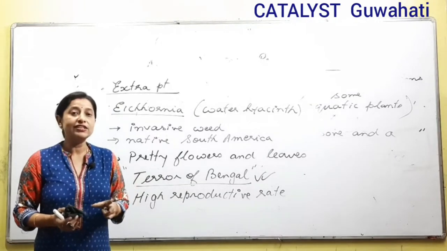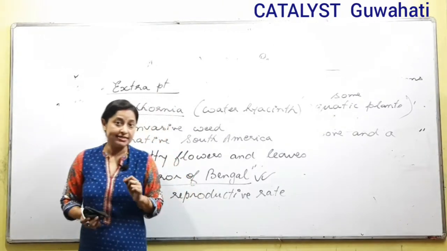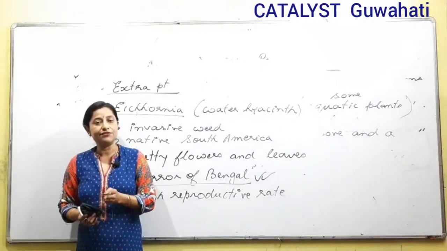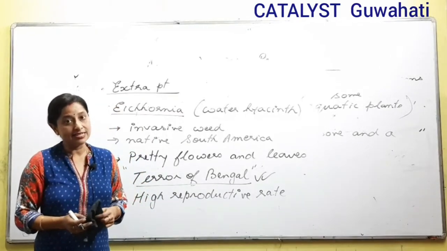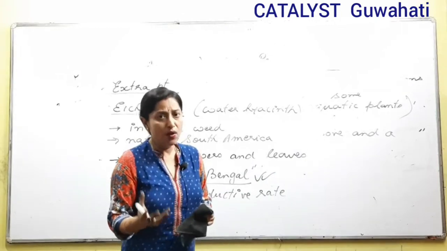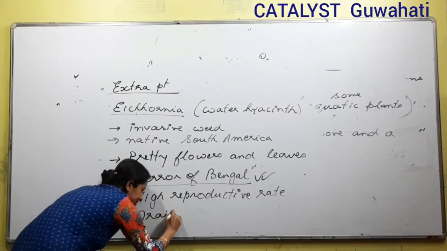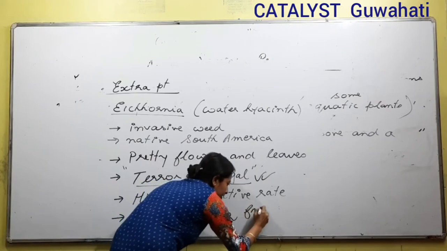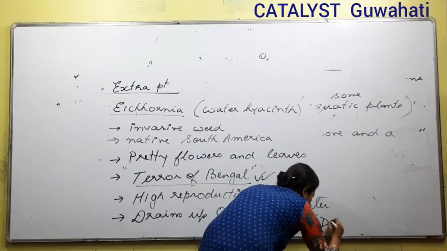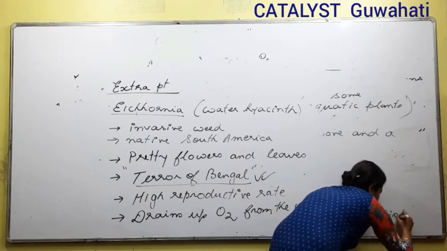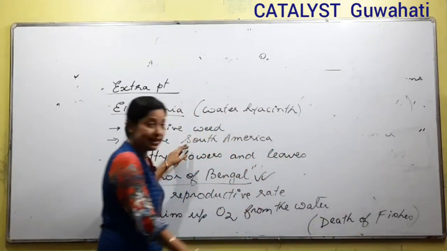If a huge amount of acornia grows, then obviously it will have a negative impact on the aquatic bodies that live in that water. Since this plant has a high reproductive rate, it will absorb the maximum amount of oxygen from the water, and as a result the aquatic fishes and organisms would get less oxygen. So acornia drains up oxygen from the water body, and ultimately this leads to the death of fishes.